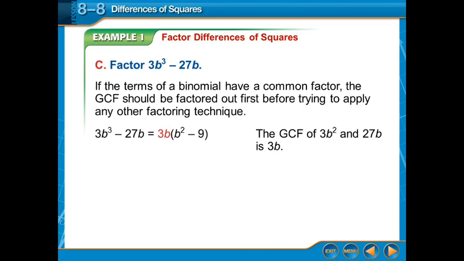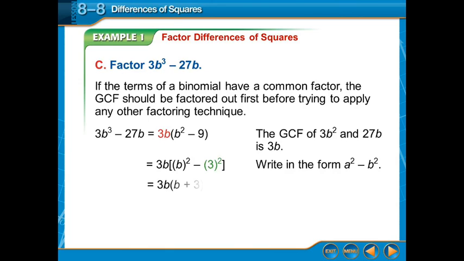So let's factor out the 3b, and we're left with b squared minus 9, which is the difference of two squares, because the square root of b squared is b and the square root of 9 is 3. So you would have this factored to 3b, b plus 3, and b minus 3. Now, this is one of those factoring techniques that you need to memorize. You need to know and recognize the difference of two squares when you see it automatically so that you know exactly how it's factored.